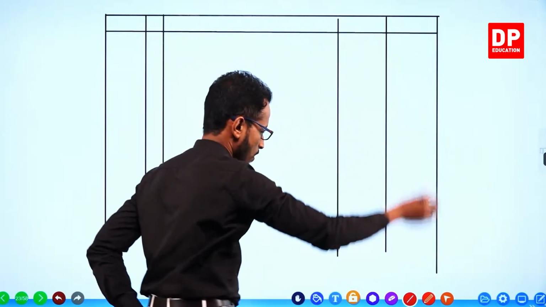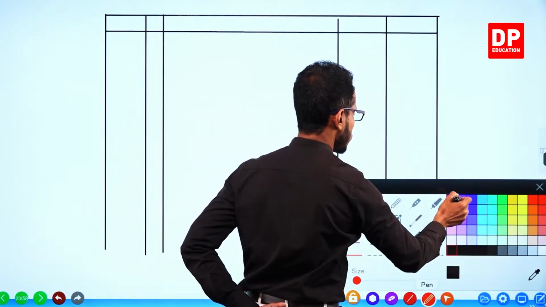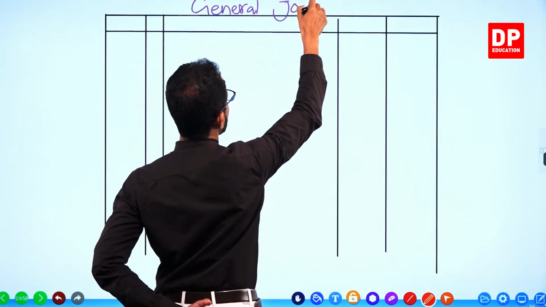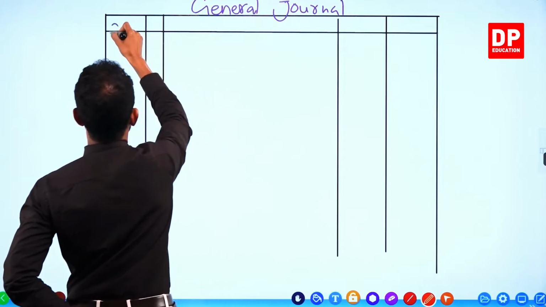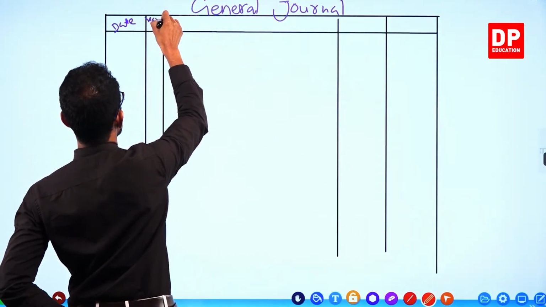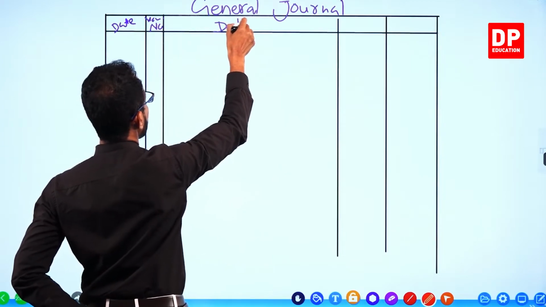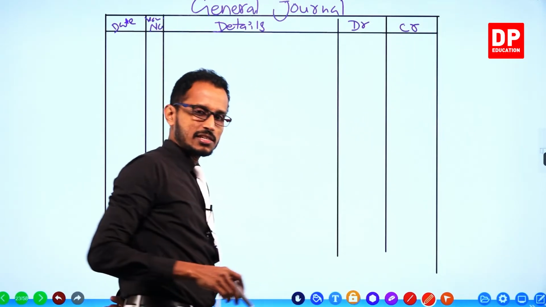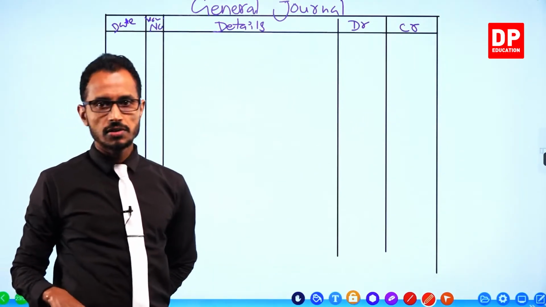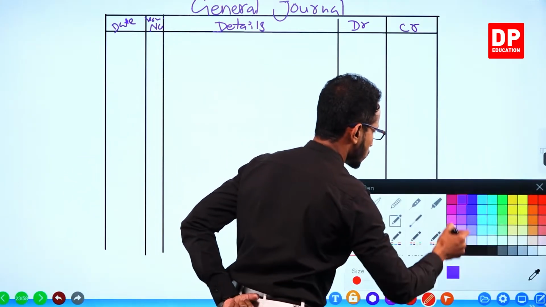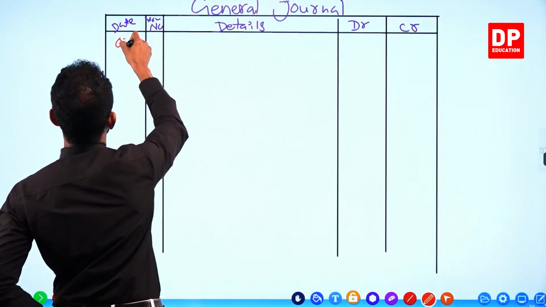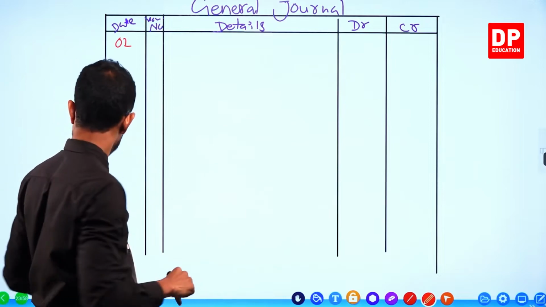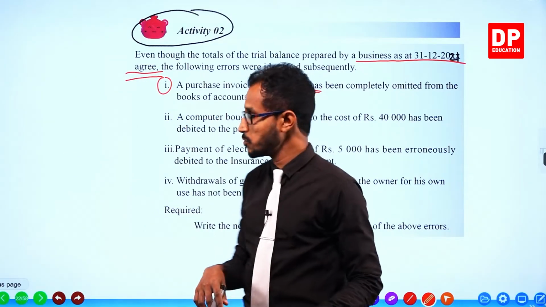This is the general journal, children. General journal. Date, voucher number, details, debit, credit. It's a simple format of the general journal. We put the first error, number 1 here, and let's go and check what to do.